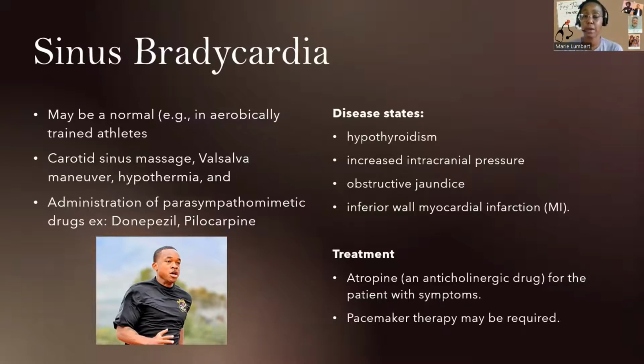And when I say symptomatic, if your heart rate is low to the point where it's affecting your blood pressure, it's symptomatic. So atropine would be the treatment, and also a pacemaker could be required that would take over the job of the SA node to get that heart rate beating at a normal rate.